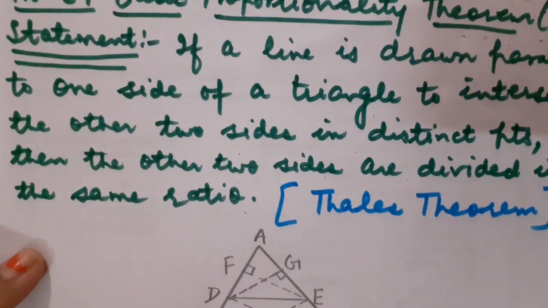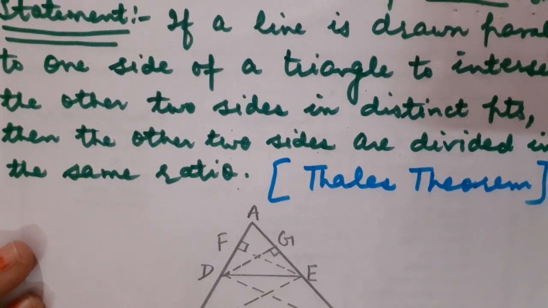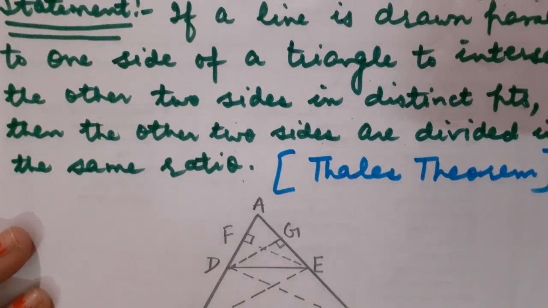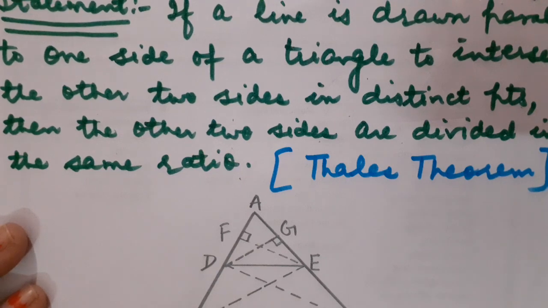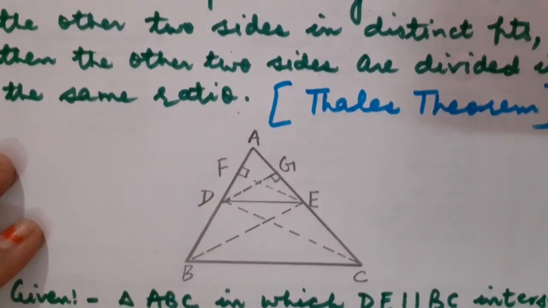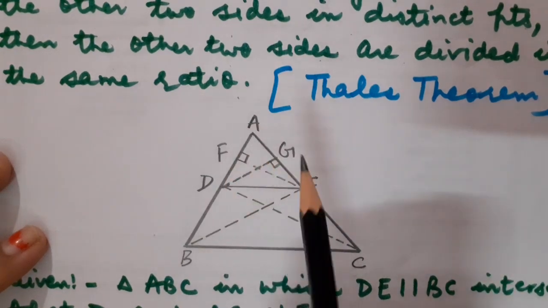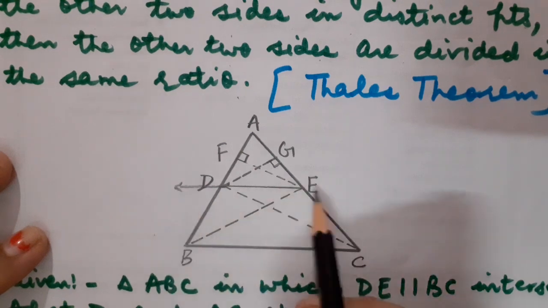Most of the time this theorem is asked like this in the paper: state and prove BPT. So let us understand. You must know the statement of BPT also. State and prove means you should know the statement also. So here is the diagram. You can see that there is a triangle ABC, and a line. You can even extend it also.